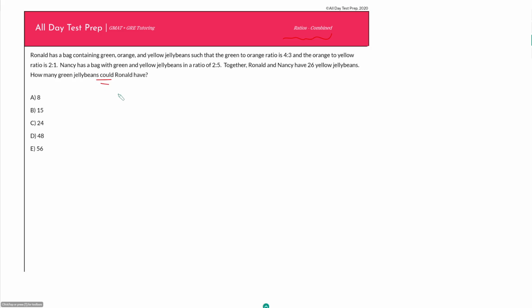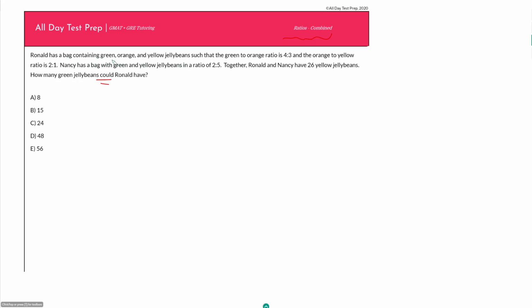So that stands out to me as something a little bit different about this question that hasn't been asked in the previous ones. They're asking what could be true here, as opposed to the other ones where we were basically asked to solve for a single value. So this is sort of implying there are going to be multiple values that Ronald could have for his green jelly beans. And so we have to find a property that is common to all of them to figure out which of these choices could be the answer. So let's go back and start setting up our ratios.